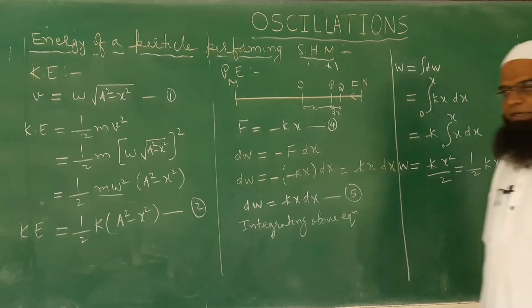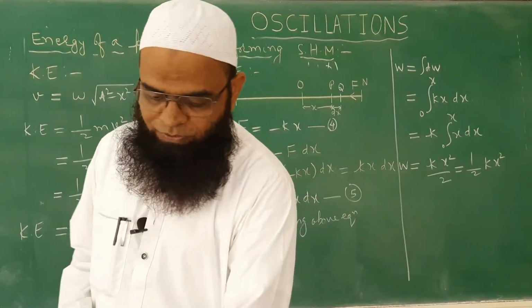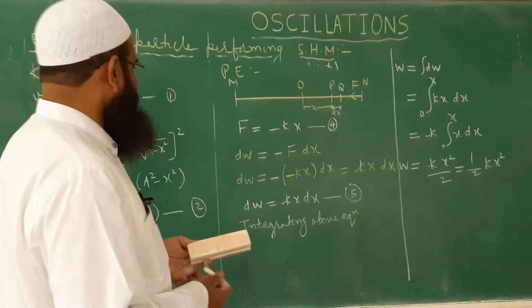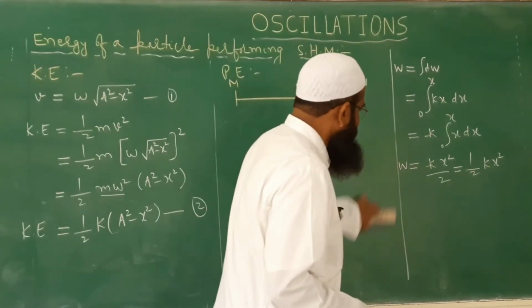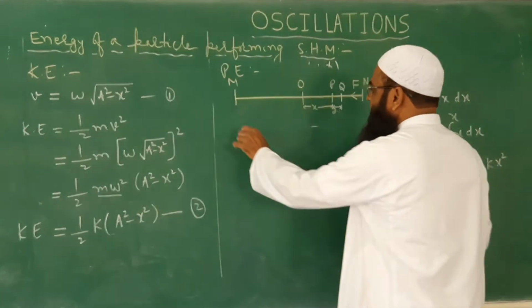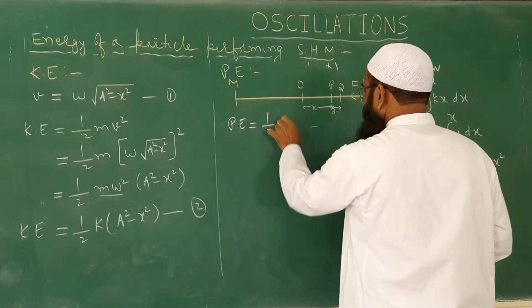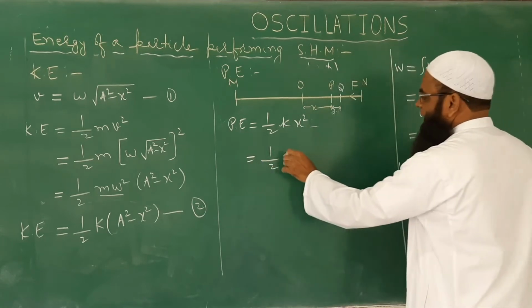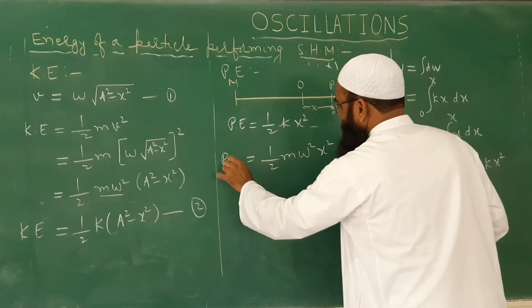So this work is saved in the form of potential energy. So this work is equal to potential energy. We can write this work as the potential energy of the particle. So potential energy is equal to half kx square, or we can also write k as m omega square, so potential energy is half m omega square x square.